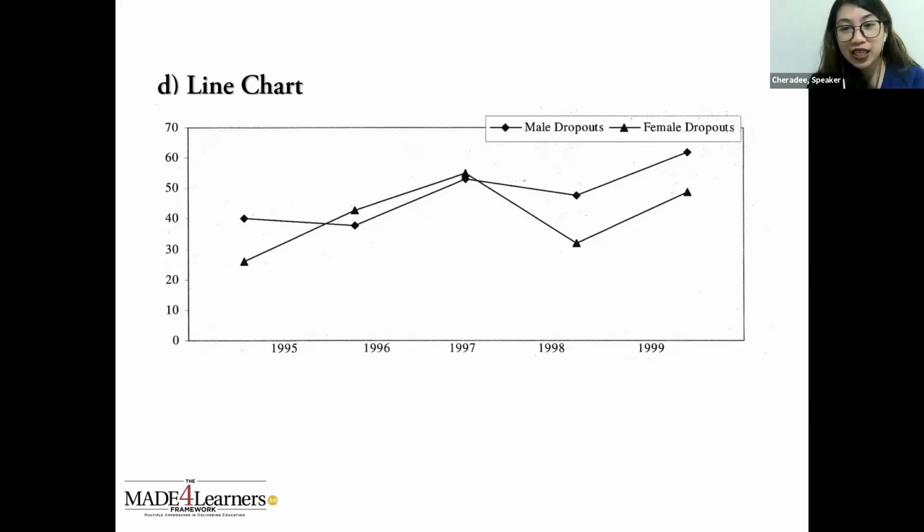There's also a comment in the chat box: no distinctive colors. So if you're just going to base it solely on diamond is for male and triangle is for female, you can't actually differentiate in 1997, di ba? As mentioned by Sir Bono, you cannot distinguish whether that is a triangle or a diamond, or which one is on the top or bottom. So it's always better to use colors rather than diamond and triangle.